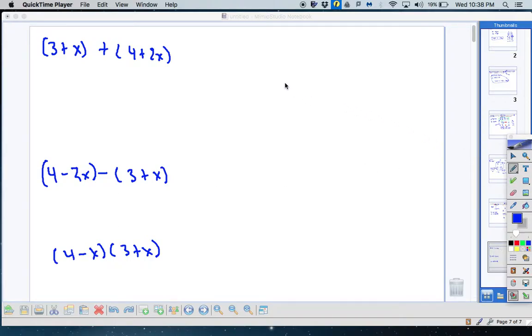Okay, today we're going to talk about complex numbers. Before we do, we need to do just a little bit of review. So I got three problems here, and I want to go ahead and review how to solve them.